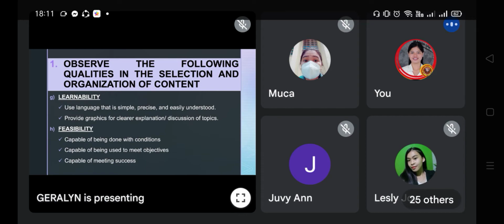For example, ang objective lang nimo is define noun, for example. Dili ka pwede magpa-role play sa ilaha kung ang imuha lang objective is defining noun. Dapat naay activity wherein mag-define sila og noun. So, dapat capable ang content to meet the objectives. Kaya ang purpose sa atong activities is para ma-meet na ang objectives. So, dapat related sa objectives ang activity.